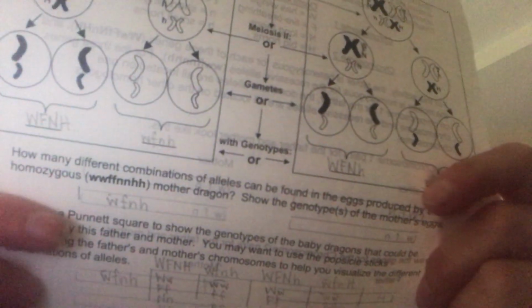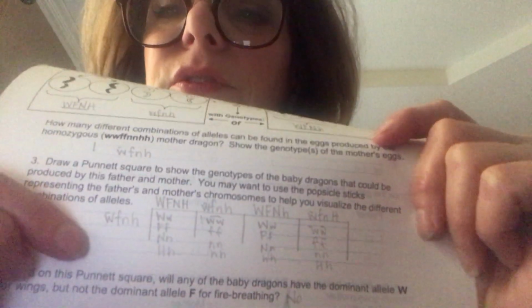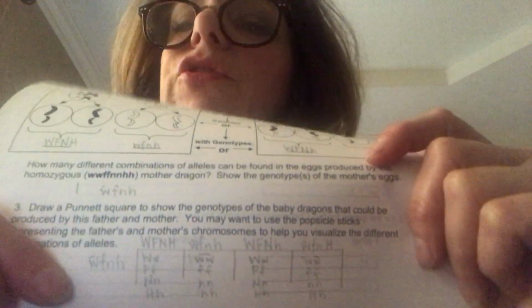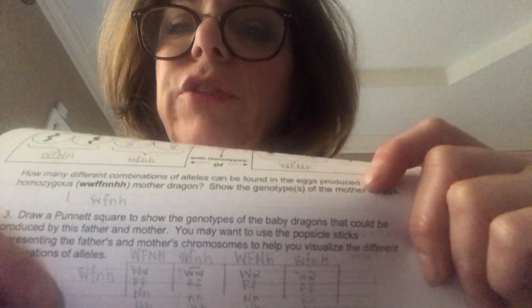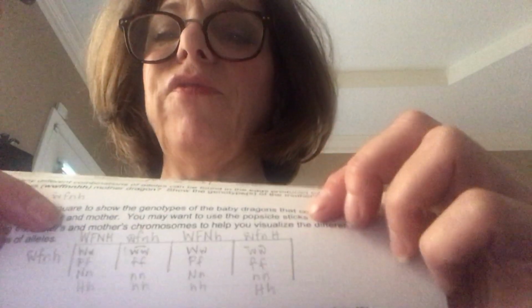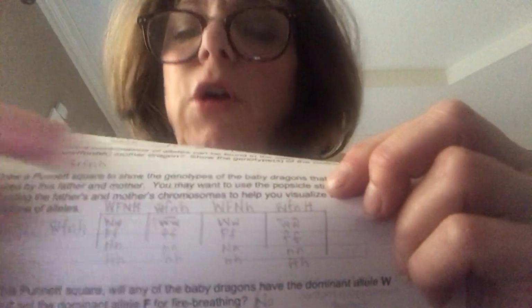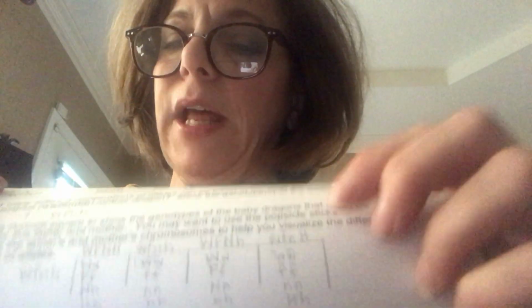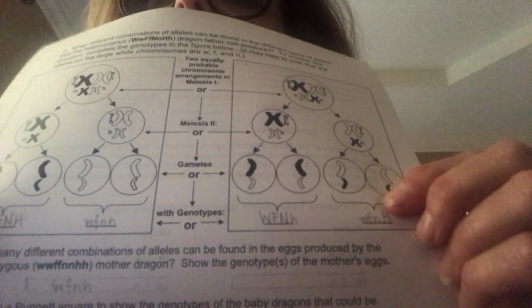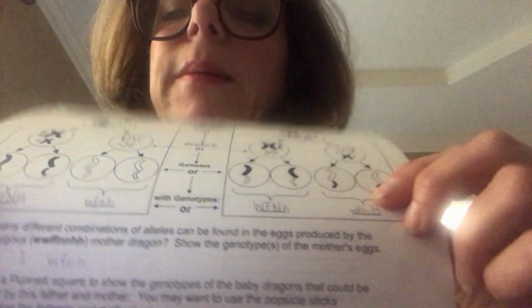The mother is homozygous for all traits. So there's only one possible allele combination for her. However, since the father is heterozygous for all traits, I have 4 possible combinations. Where do I get those letters? Up here in this table, what I got at the bottom.